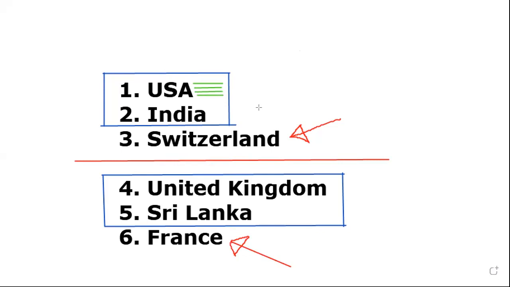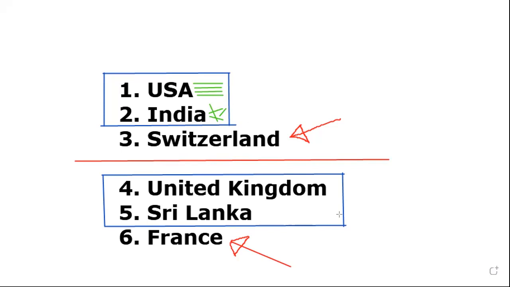Every state getting the same level of powers, while India is asymmetric. Different states have different levels of powers. USA is a symmetrical federal country, while India is an asymmetrical federal country. Same goes to UK and Sri Lanka.